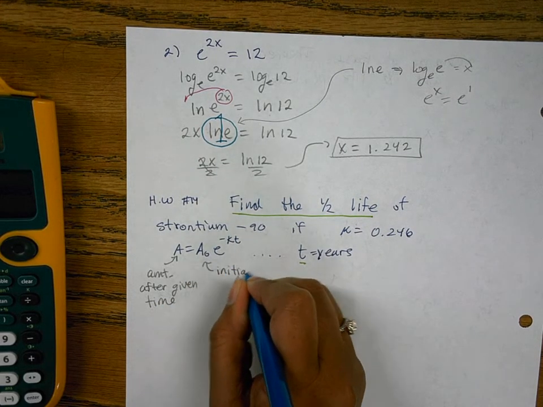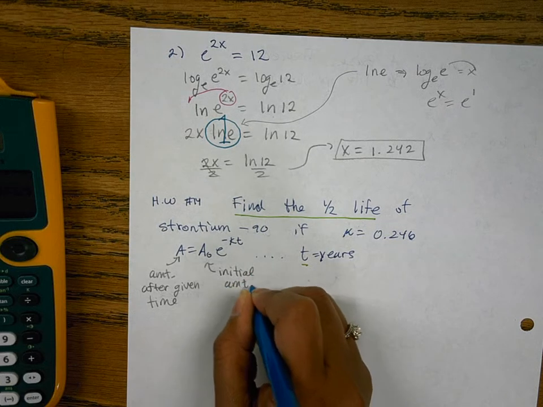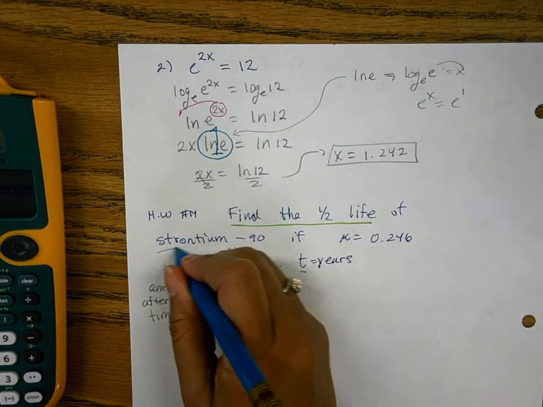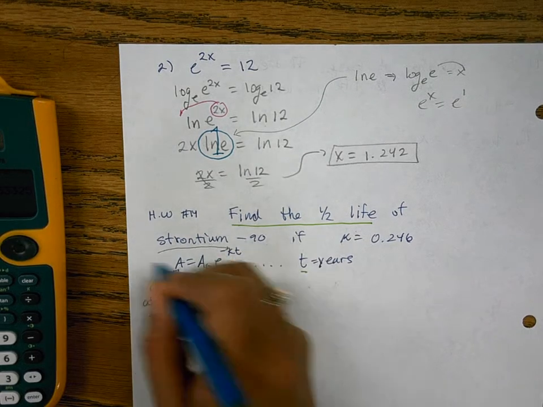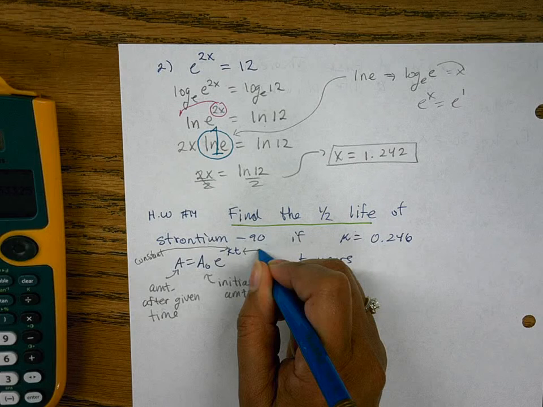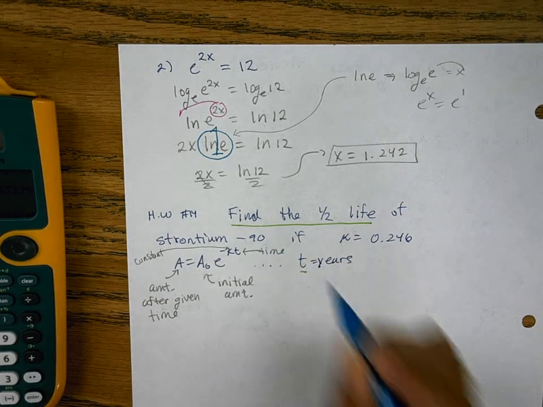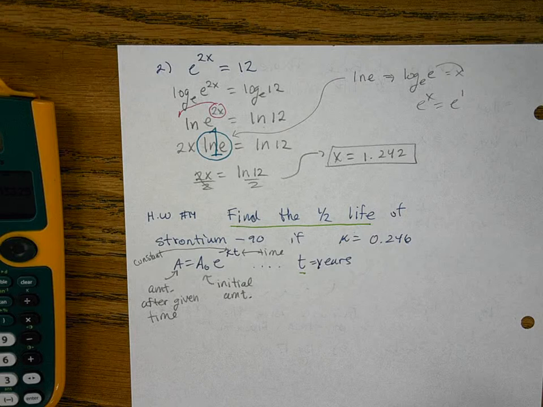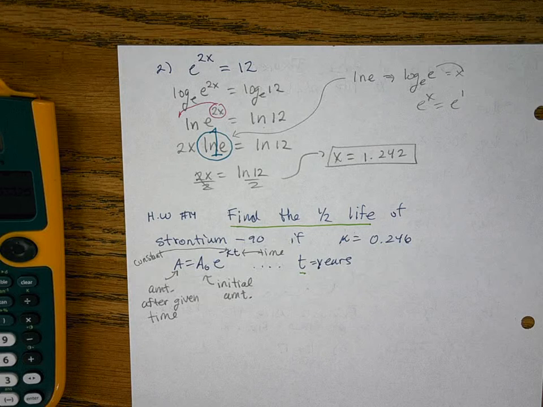A naught is always going to be your initial amount. K is your constant. And T is the time. Okay, so we're looking for the amount of time it takes for us to end up with half of what we started with. Now, unfortunately, it did not tell us what we started with.